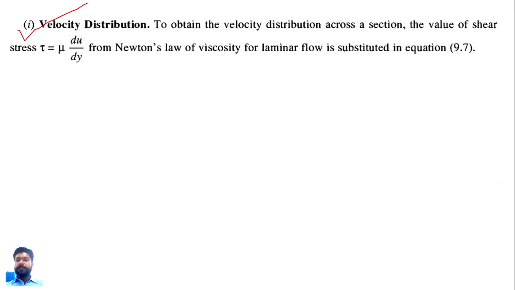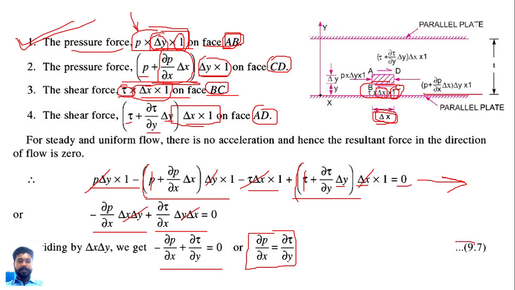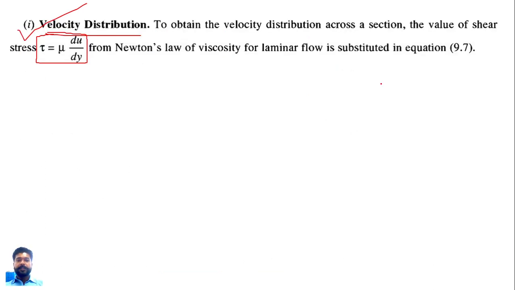Let us find our first term, that is the velocity distribution. To obtain this velocity distribution, we'll use Newton's law of viscosity, that is tau equals mu du upon dy, which is for laminar flow. Okay, so put this value of tau in the previous equation, over here.